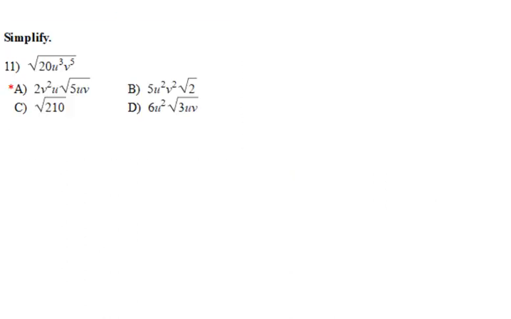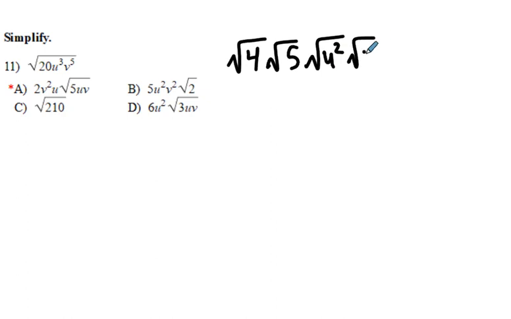11, simplifying with square roots. When you're simplifying with square roots, you want to divide out as many perfect squares as you can. So in this case, I can break the square root of 20 into the square root of 4 and the square root of 5. U cubed is the square root of u squared and the square root of u. V to the 5th is square root of v squared, square root of v squared, and square root of v, when I break them all down to their perfect squares.